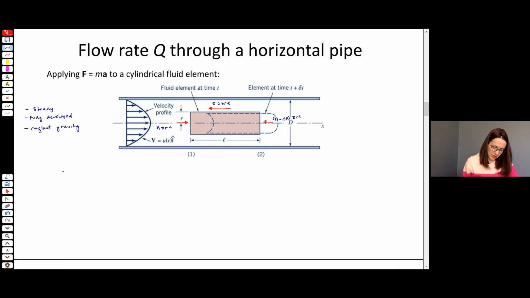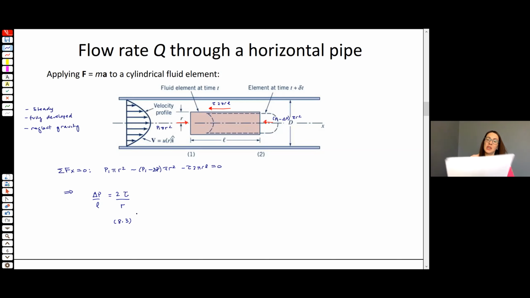All right, so now summing the forces along the axis of the pipe, we get P1 pi r squared minus (P1 minus delta P) pi r squared minus tau 2 pi r L equals 0, or delta P over L, the length of our cylindrical fluid element, is equal to 2 times the shear stress over the radius of our fluid element. And this is equation 8.3 from the textbook.